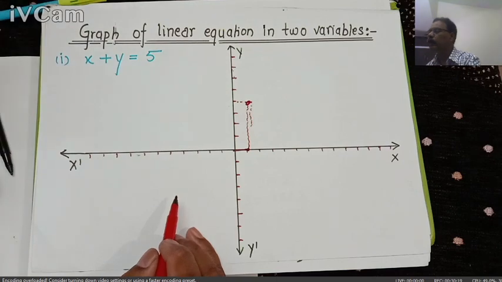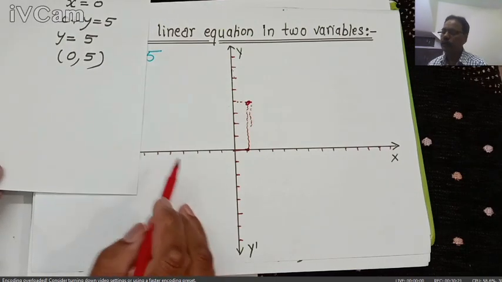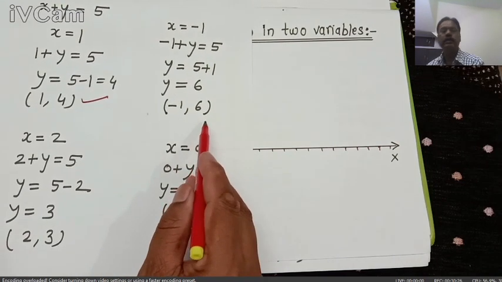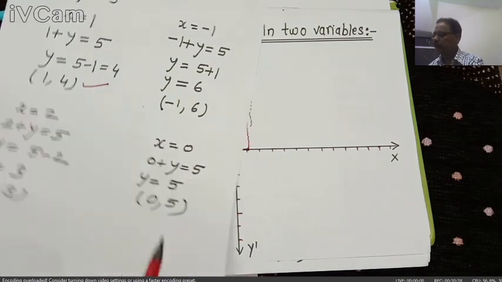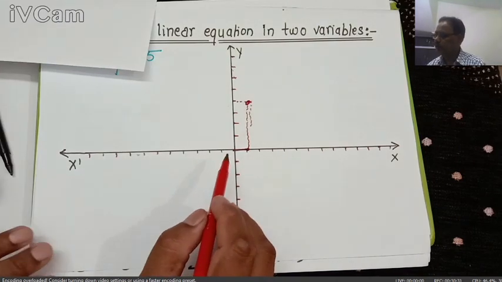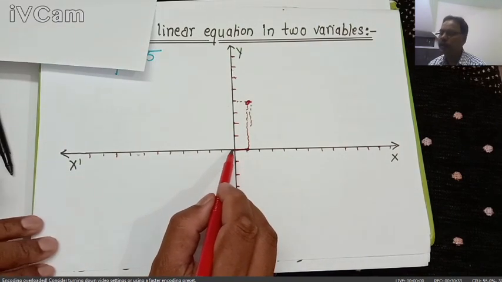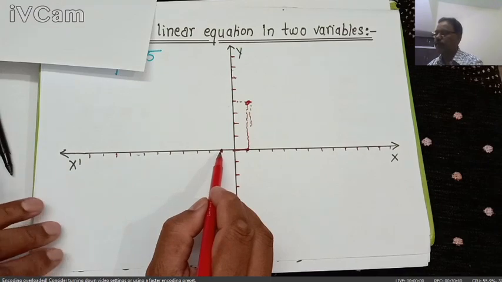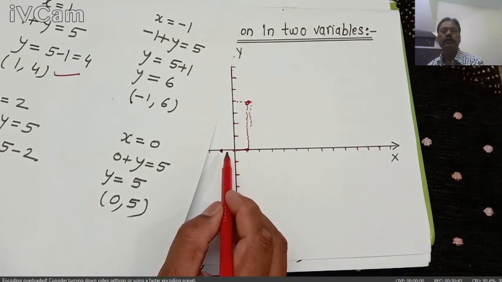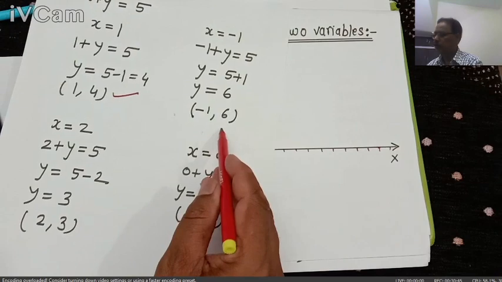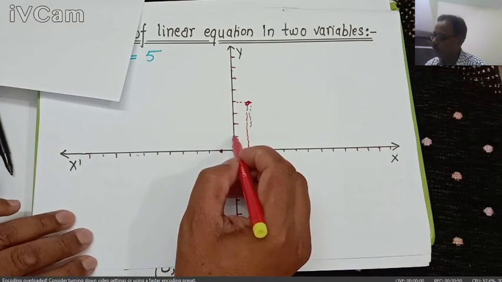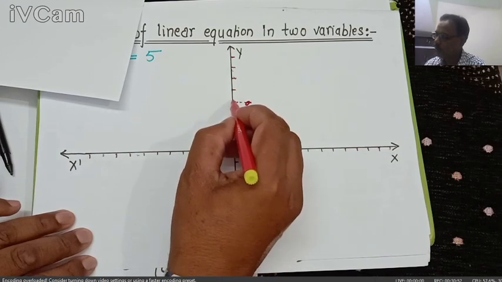Understand? Now we are going to plot the next point, which is (minus 1, 6). Let us plot it. Minus 1 means on the x-axis we shall move to the negative side, minus 1 means here, then 6 on the y-axis positive side: 1, 2, 3, 4, 5, 6.